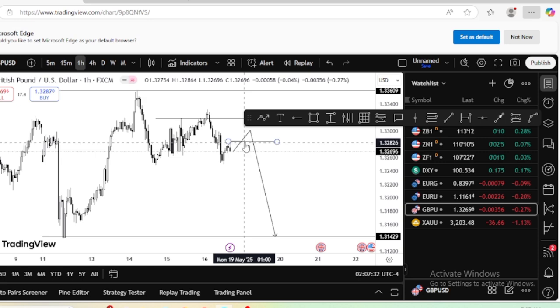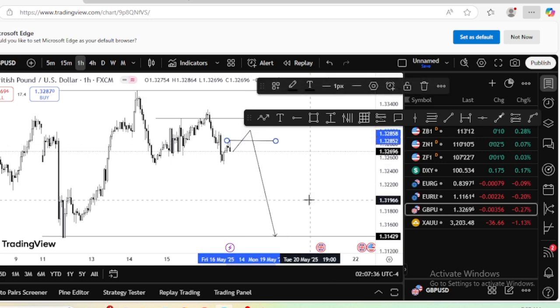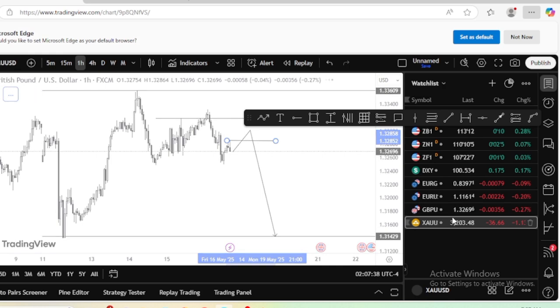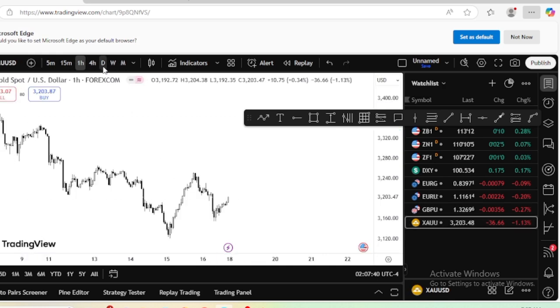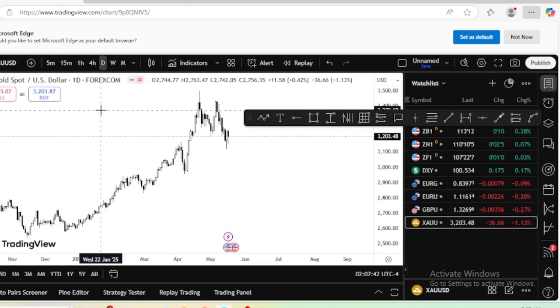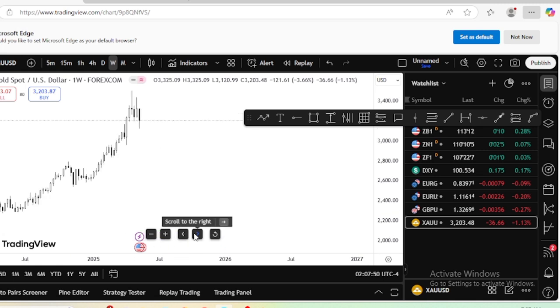So we have this here. Let's go to XAUUSD. I don't really trade this pair. I really did it because I find that most people are trading it very well. So let me calm down and do my analysis.